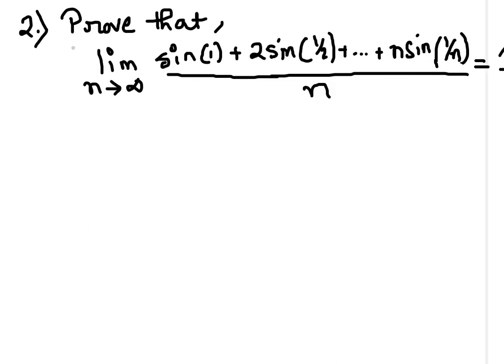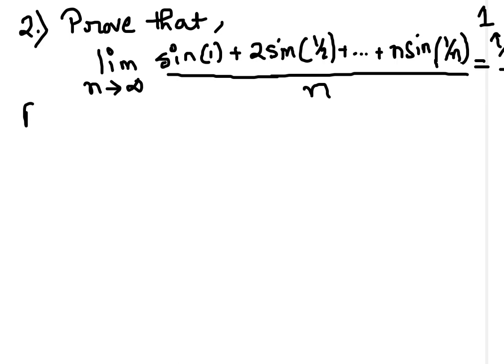Okay, the next problem says: prove that the limit as n tends to infinity of (sine of 1 plus 2 into sine of half plus ... plus n into sine of 1 by n) whole divided by n is equal to 1. If 1 is out of the screen, I'll just clarify, this is 1. Okay, now how do we do this? To do this, we shall use a very well-known theorem on limits, which is taught in college first year real analysis courses, introductory real analysis courses.